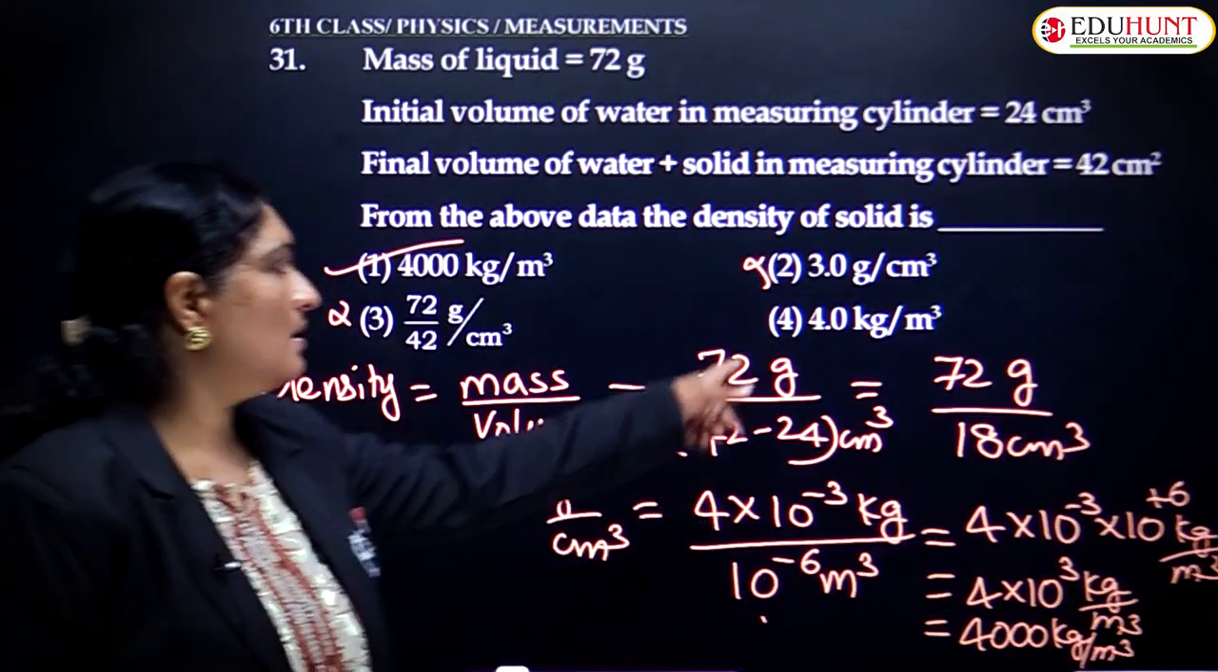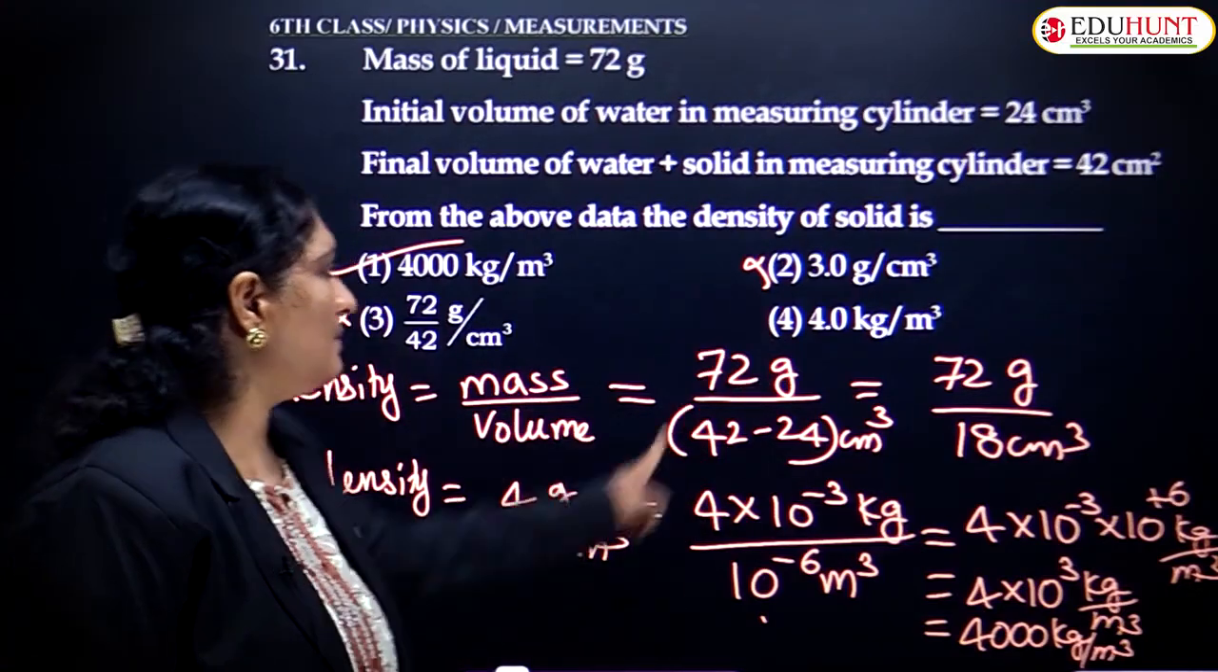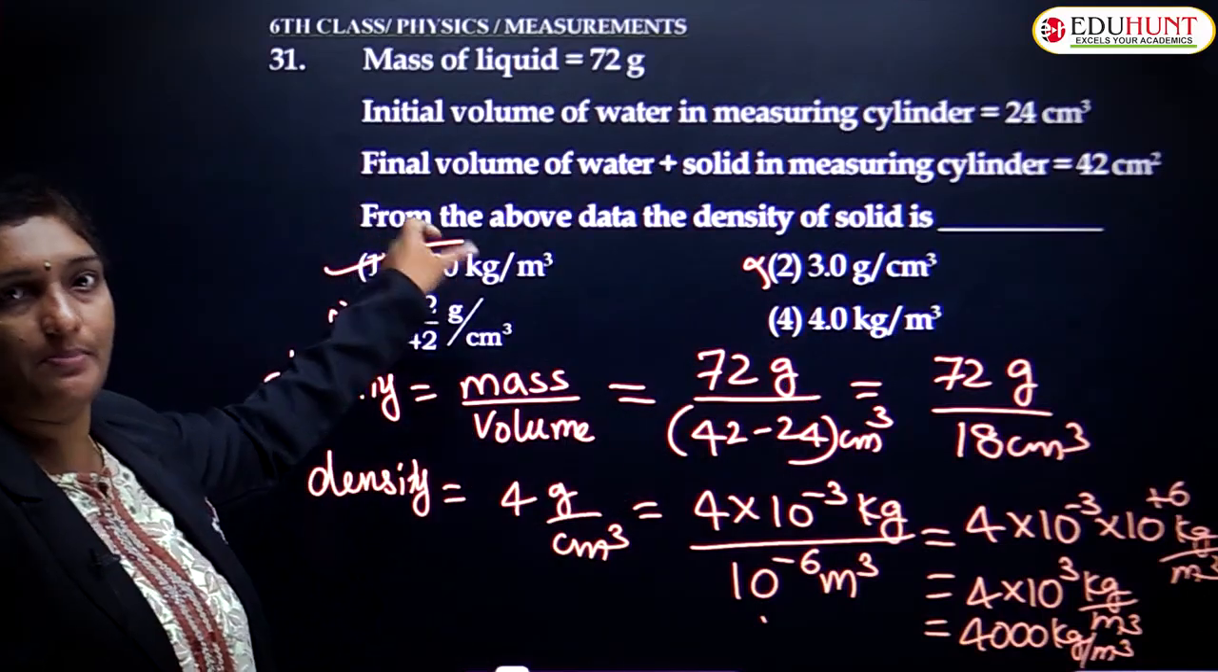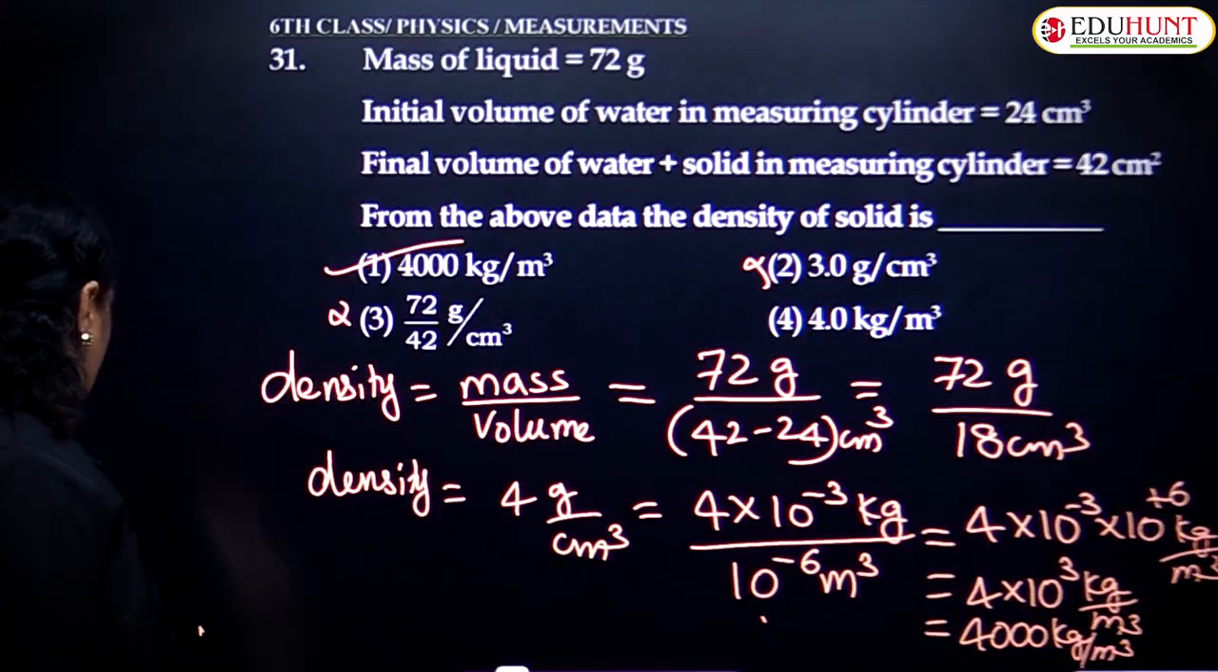Children, don't get confused. As we got here 4 gram per centimeter cube, don't get confused and keep a mark here. It needs to be converted in kg per meter cube. Okay. So go with the proper units.